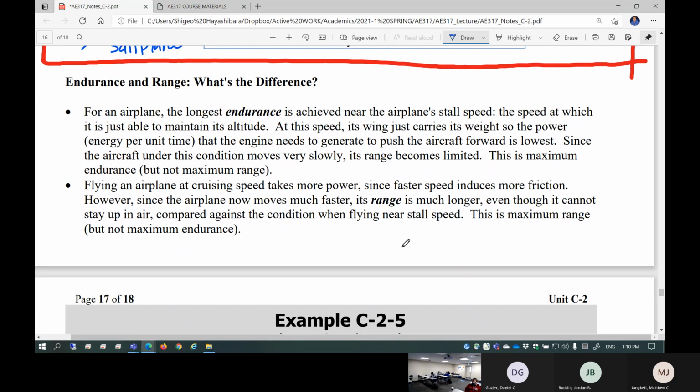So how about range? Flying an airplane at cruising speed. Cruising speed is not the minimum speed. It requires more power, obviously, but again, you are pushing your airplane for a longer distance. So it is going to maximize the range. So that's a big difference. If you fly near stall speed, you're not going to maximize your range. You have to fly faster.